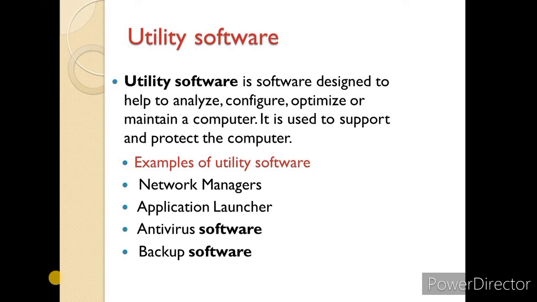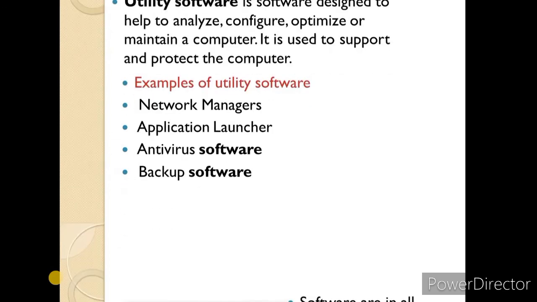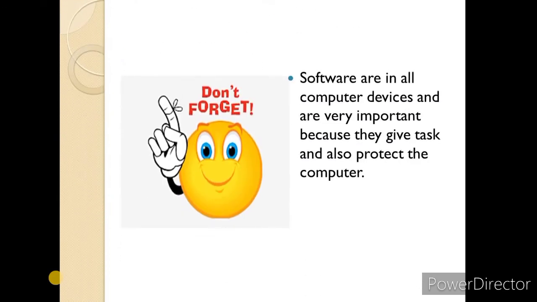Now, there was some time ago that I mistakenly deleted a very important picture. I just went to my backup software and I was able to retrieve that picture. So that is one of the features of the utility software. You cannot see them, but they are working. That is why I call them the machine. Always remember, do not forget that software are in all computer devices, and they are very important because they give tasks and also protect the computer.